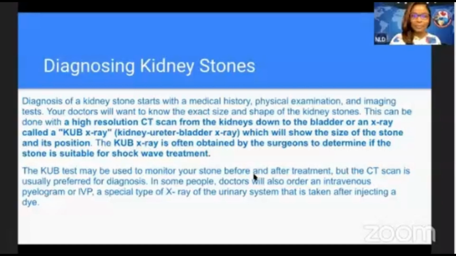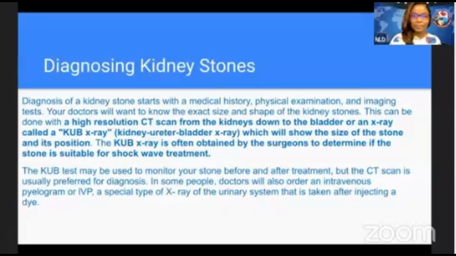but the CT scan is usually preferred for diagnosis. In some people, doctors will also order an intravenous pyelogram, or IVP, a special type of X-ray of the urinary system that is taken after injecting a dye. Second, doctors will decide how to treat your stone. The health of your kidney will be evaluated by blood tests and urine tests. Your overall health and the size and location of your stone will be considered. Later, your doctor will want to find the cause of the stone. The stone will be analyzed after it comes out of your body, and your doctor will test your blood for calcium, phosphorus, and uric acid. The doctor may also ask that you collect your urine for 24 hours to test for calcium and uric acid.